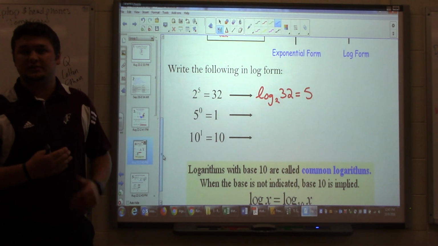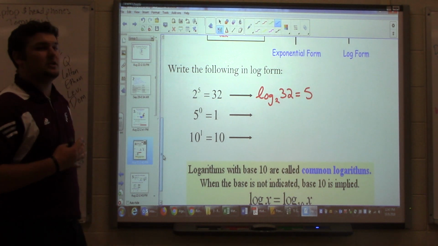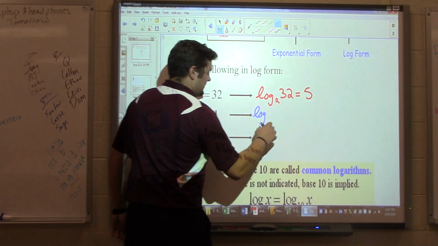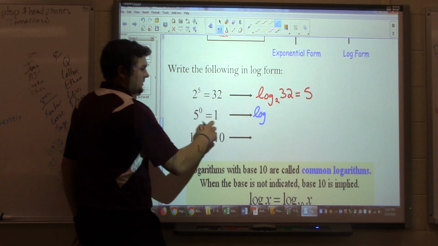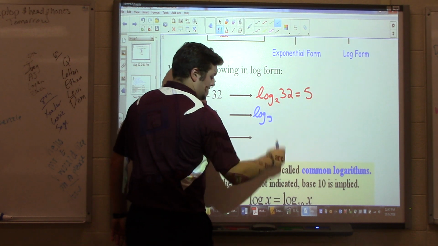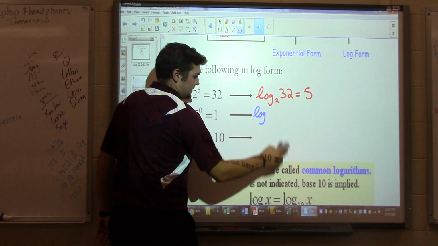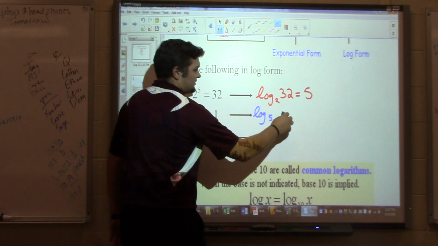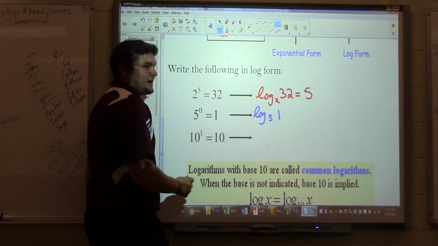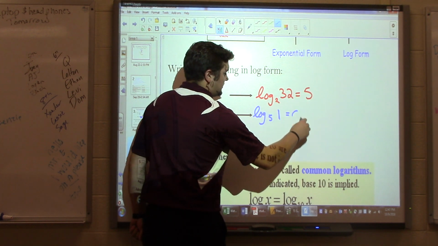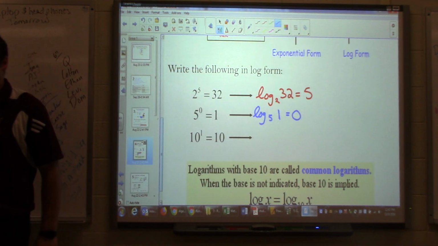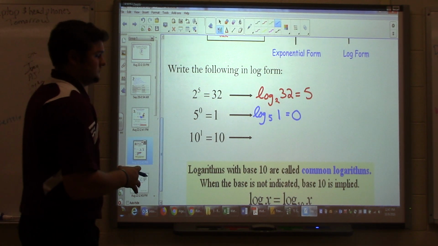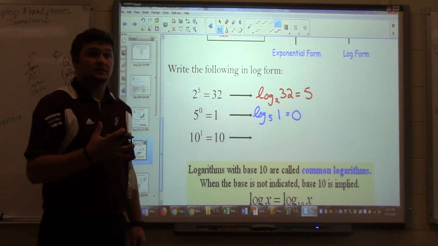The second one, 5 to the 0 power equals 1. We know that's true. Anything to the 0 power is 1. But I want to change it to log form just to see what it looks like. So I'm going to take log base. The base of my exponent is 5, so that becomes my base of my log. The answer is what I'm taking my log of. So log base 5 of 1 equals 0, or equals my exponent. Any questions so far?